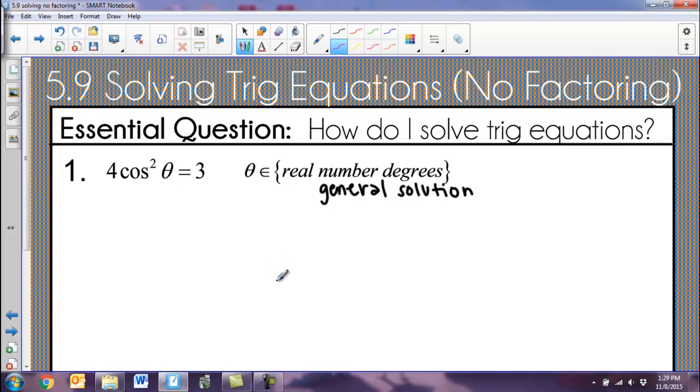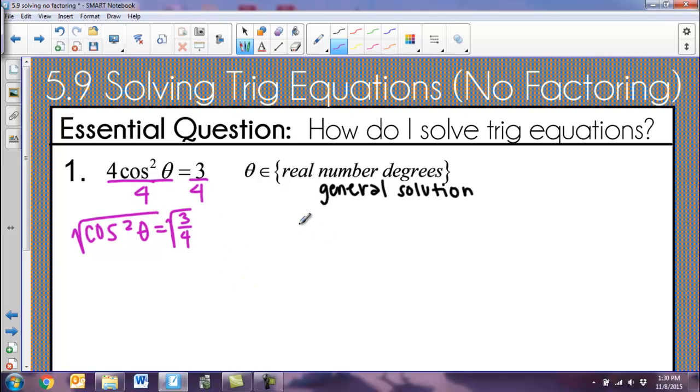So the first thing I want to do here is isolate my trig function. In order to isolate the trig function, I'm going to get all the numbers to the other side, so I'm going to divide by 4. So I'm left with cosine squared theta equals 3 over 4. Now at this point, I don't know anything about cosine squared, so I'm going to do what I did a long time ago in Algebra 1 or Algebra 2, where I take the square root of both sides, so it just says cosine theta.